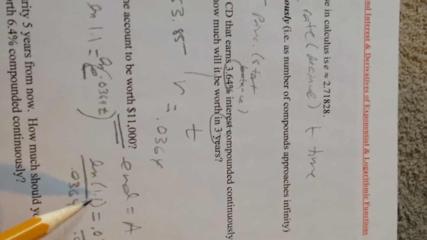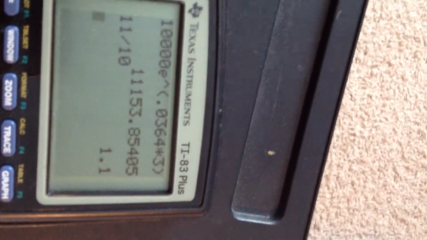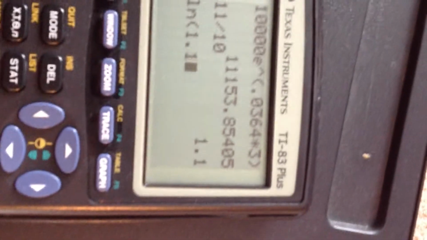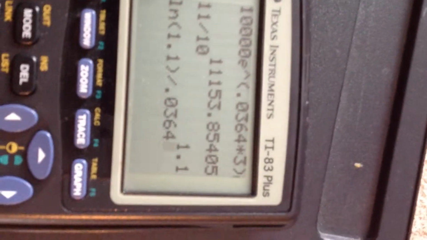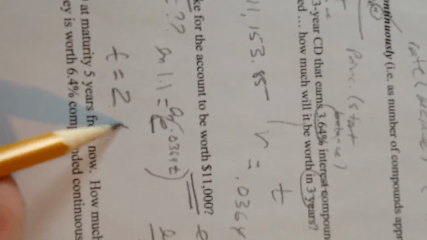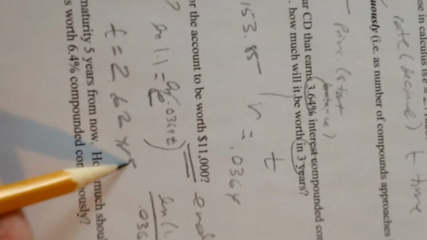And so I have to punch in natural log of 1.1 in my calculator. So if I come over here and hit the natural log button, which is right there, right below log, natural log of 1.1, close the parentheses, divided by 0.0364, enter, 2.62 years. So time would be about 2.62 years. All right.